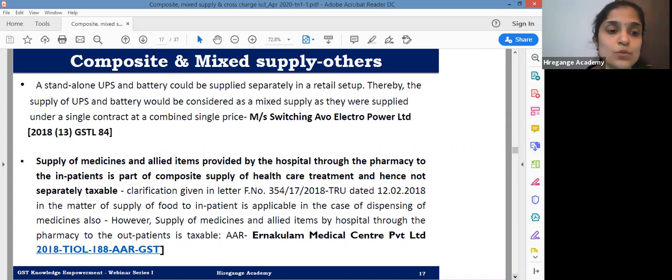Coming to one more aspect: what happens if there are some exempted items and taxable items which are given together? For this also there have been multiple advance rulings which we may be looking at. One immediate example which comes to mind is the supply of medicines and allied items which are given by the hospital to inpatients who are undergoing healthcare treatment for diseases, disorders, etc.